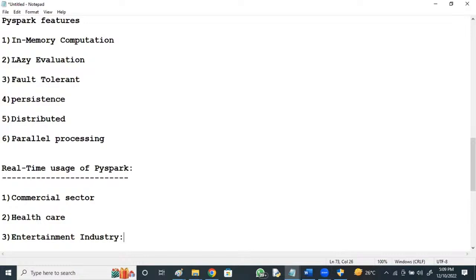If you talk about it, it processes approximately 450 billion events per day that are streamed on server side applications. I mean to say that Netflix is also using Apache Spark today for this.